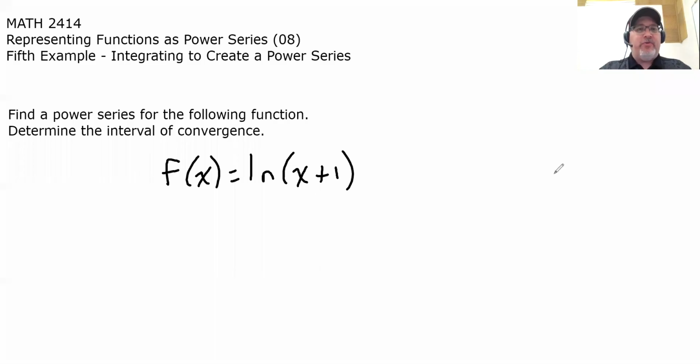Math 2414, representing functions as power series, video 8, fifth example, integrating to create a power series.